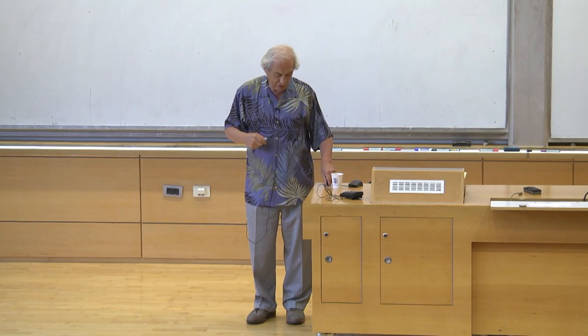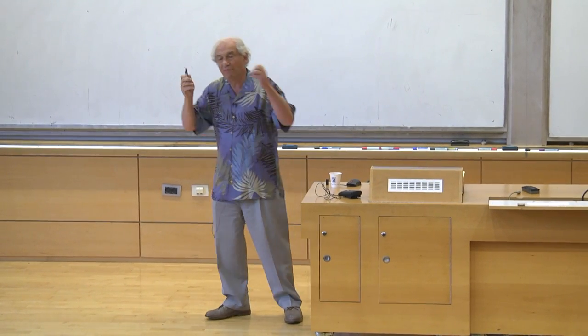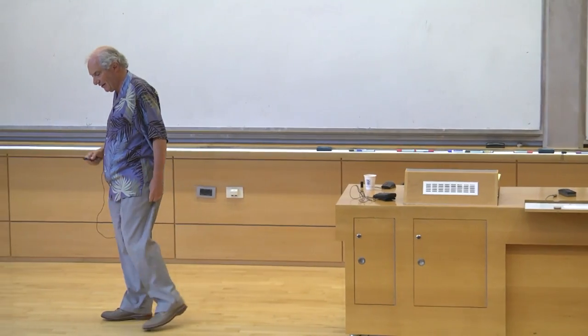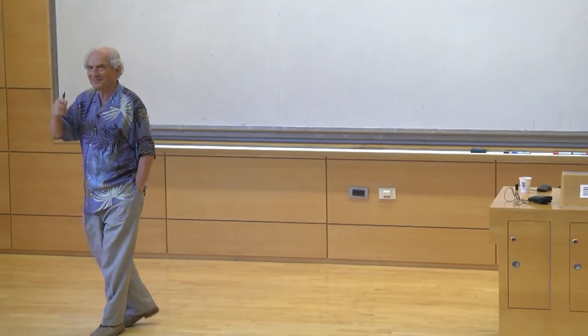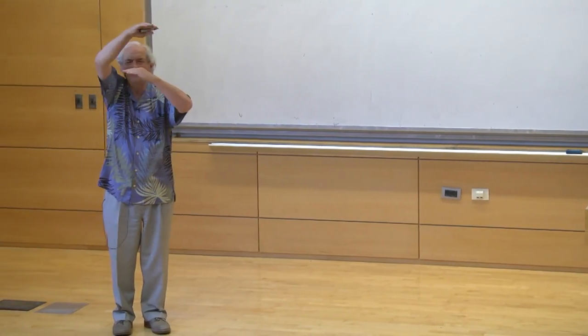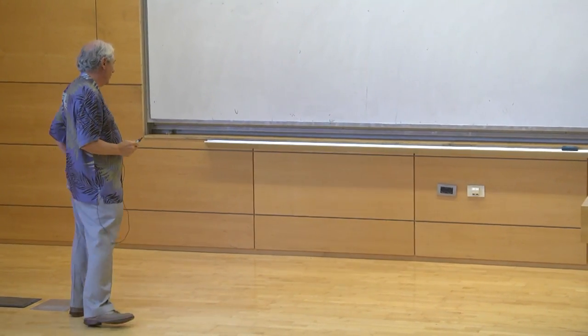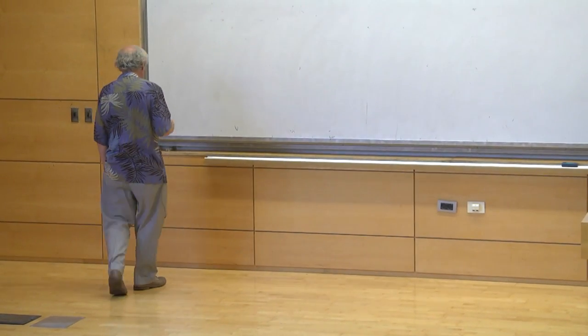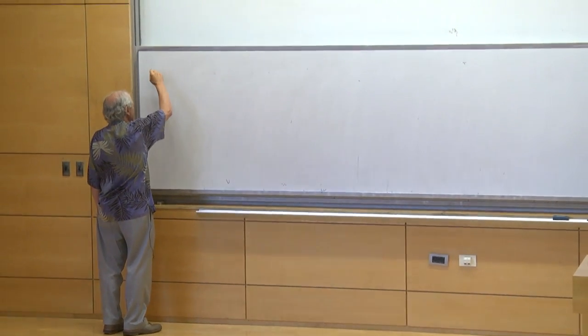What I decided to do today is to talk about two of the techniques on my list of eight. Last time I talked about the method of miracles, and now I'll talk about the first one and the last one. And so the technique I'm going to talk about is explicit diagonalization.